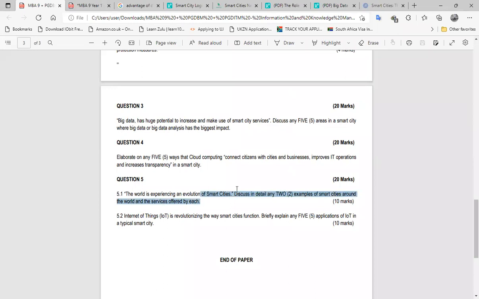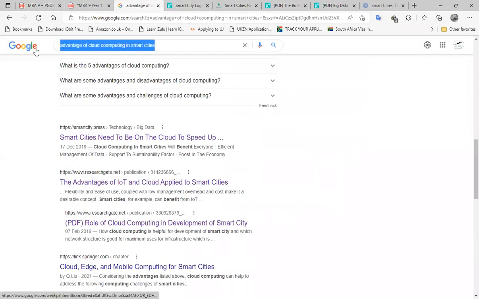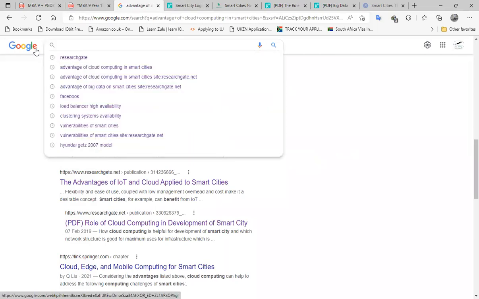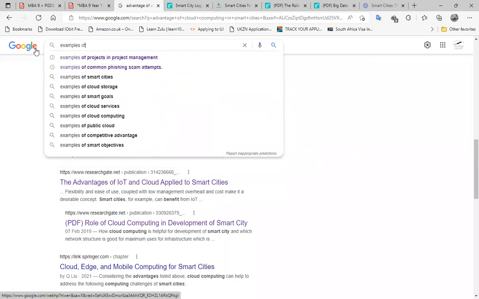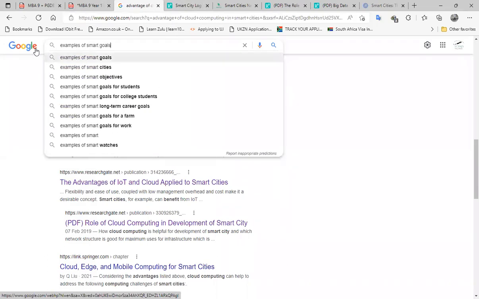Remember when I was talking that there are some countries that already have smart cities, right? So this information definitely you won't find it on the study guide. So let's say examples of smart cities, right?